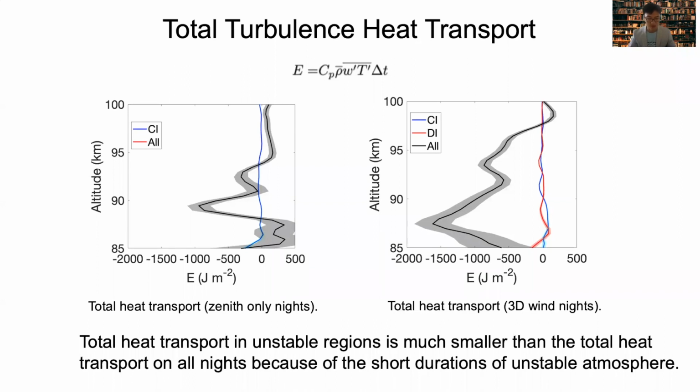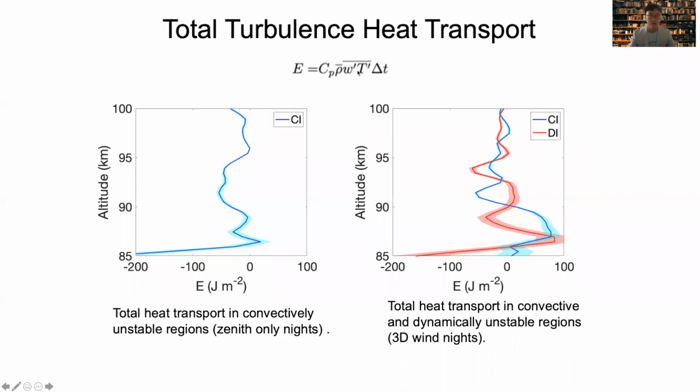And then we check the total turbulence heat transport. It's calculated by this formula, the heat flux multiplied by the time. The left plot is the total heat transported for zenith-only nights. The right plot is the total heat transport for 3D wind nights. Generally, turbulence transports heat downward. The total heat transport in unstable regions is much smaller than the total heat transport on all nights because of the short duration of unstable atmosphere. These two plots are a close look at the total heat transport for unstable regions in previous slides.